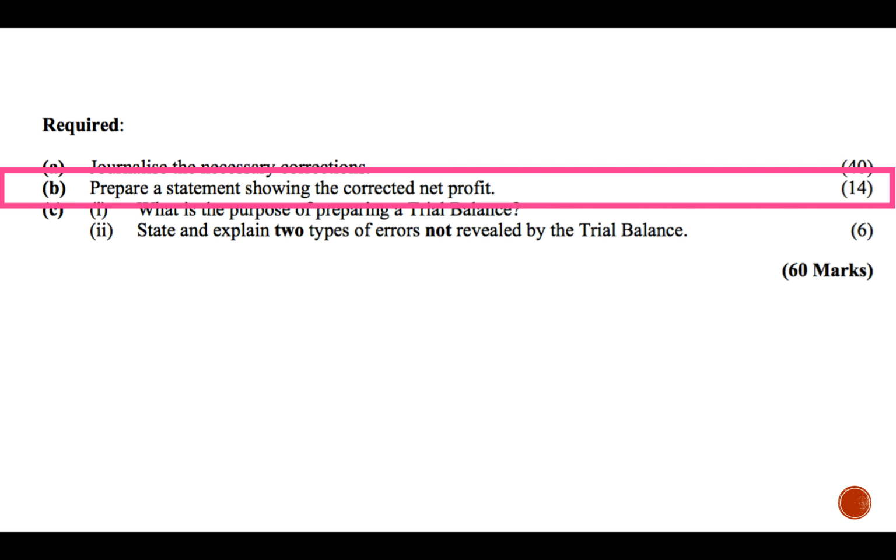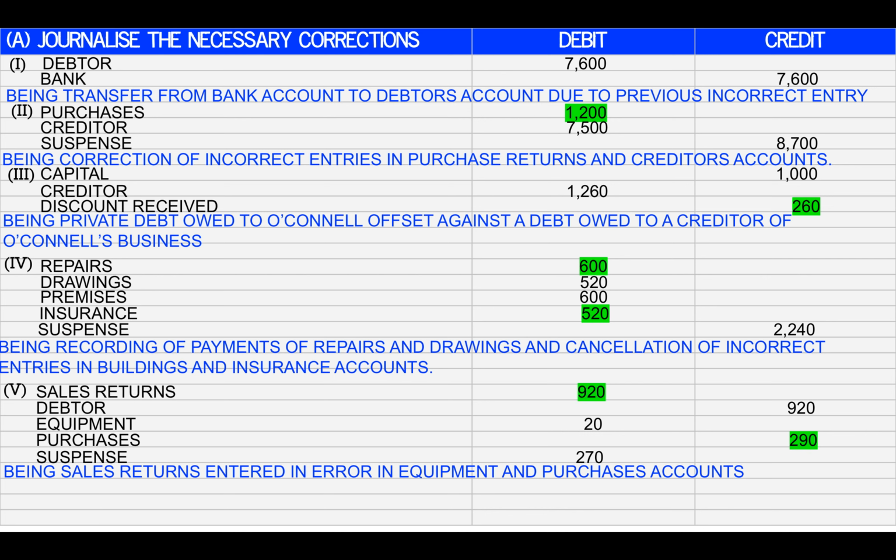So part B, prepare a statement showing the corrected net profit. Again, we're just looking at the items that affect our trading profit and loss. And what are those items? They are our revenues and our expenses. So looking down in part 1, debtor and bank, they both belong in the bank account. Purchases is the TPL, so I've highlighted that. Creditor, balance sheet. Suspense will go into the suspense account. Creditor, balance sheet, capital balance sheet, creditor, balance sheet. Discount received goes into the TPL, so I highlight that there.